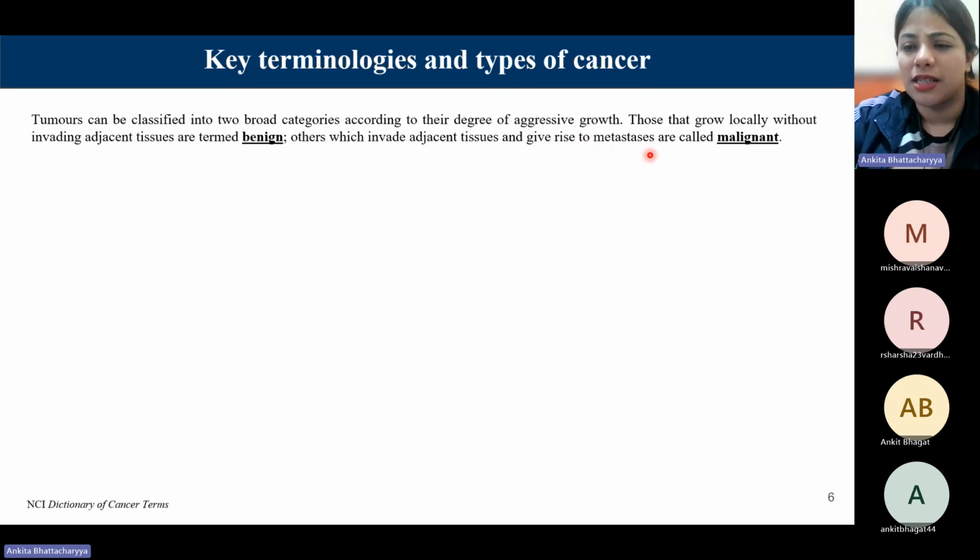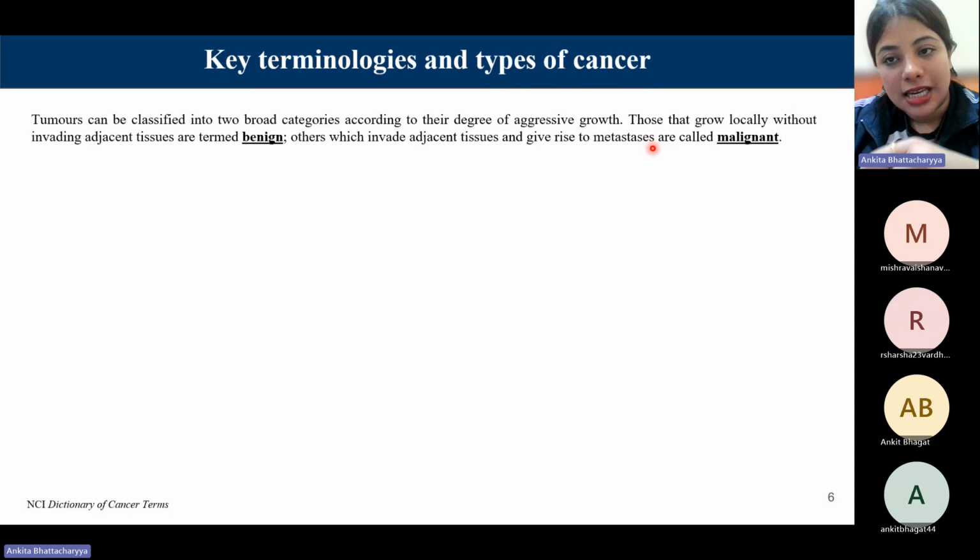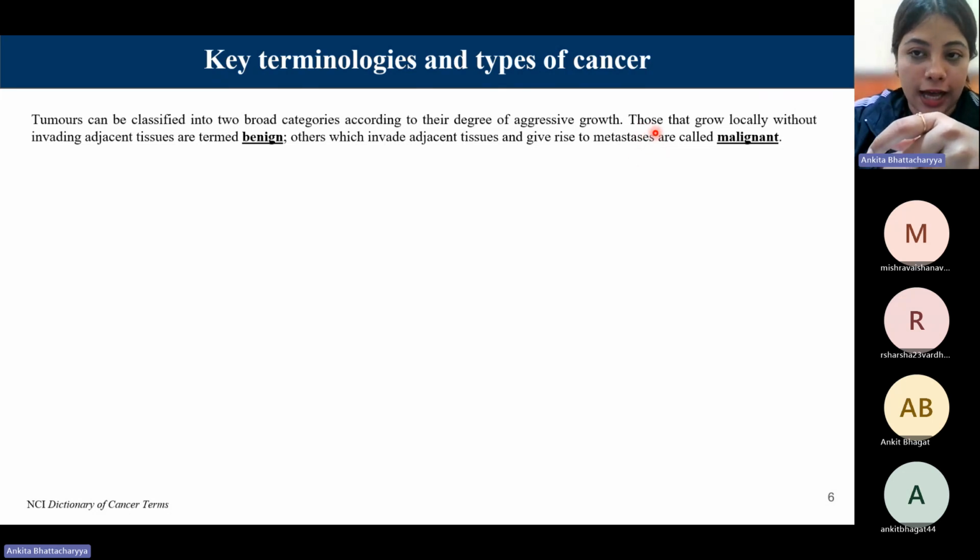Now, you might say that metastasis is a process. How can something give rise to a process? Again, these are two terminologies that you need to clear. Metastasis is the process of metastasizing, the process of spreading throughout the body. Metastases, when you have an E instead of an I, are basically those secondary tumors.